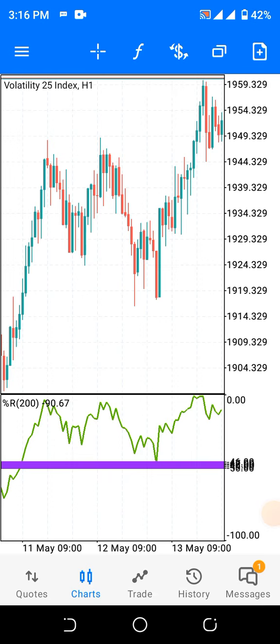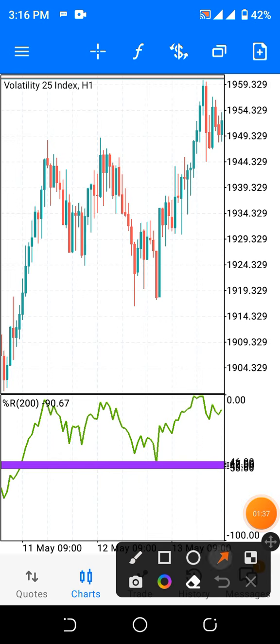You will see a horizontal purple line on the Williams Percent Range indicator, and also a green line. When the green line crosses this purple line from down upward, that is a clear buy signal. Do you understand? This is the green line and this is the purple line. Once the green line crosses the purple line from down upward, that is a clear buy signal.